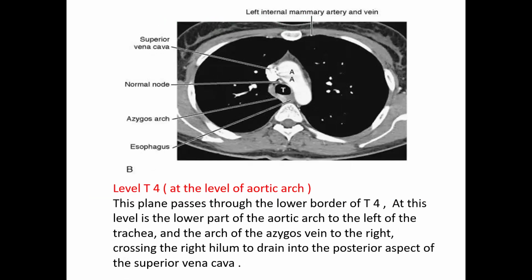The next level is the level of T4, which is at the level of the aortic arch. Here the aortic arch begins to form, and this is the trachea itself. At this level the lower part of the aortic arch is to the left of the trachea. The arch of the azygos vein is on the right side. And the same here, the superior vena cava is formed by the union of the right and left brachiocephalic veins.